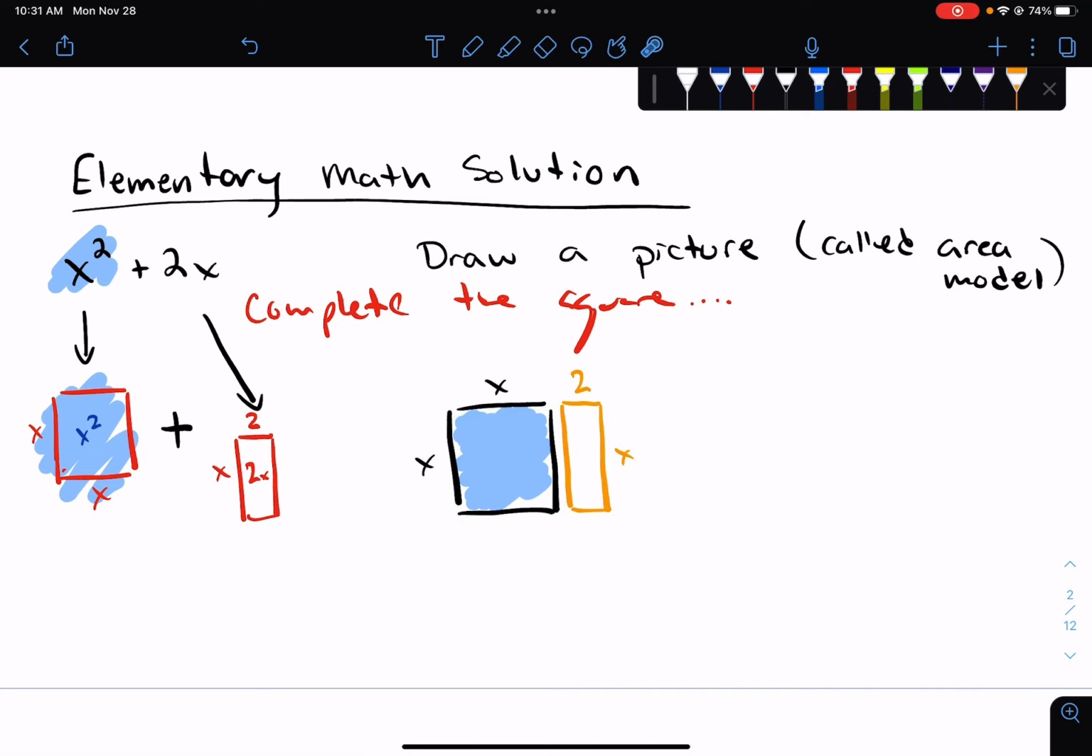And when I look at my big shape, it's no longer a square. Now it's a rectangle. So instead of just taking this 2x rectangle and putting it next to my beautiful square, I'm going to cut it in half. Instead of a 2x rectangle, I'm going to make it 2 different rectangles. They're both still x tall, but I cut it in half. So instead of being 2 wide, my little rectangles are now only 1 wide.